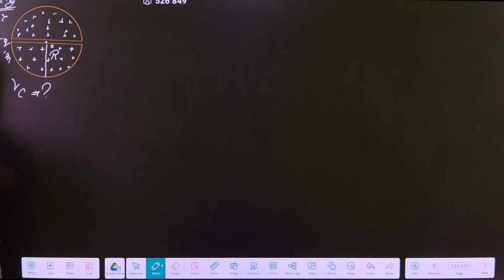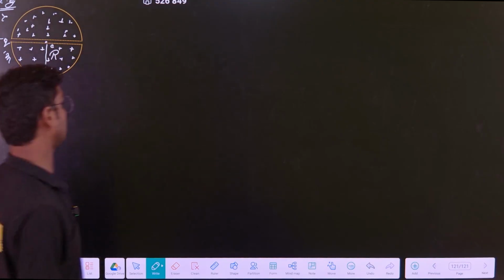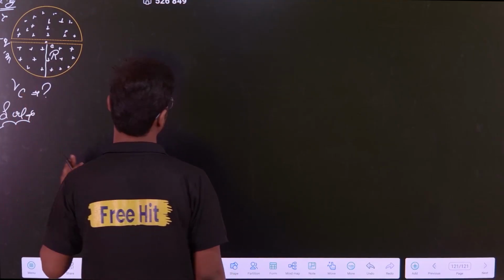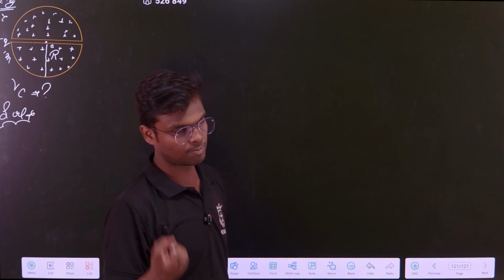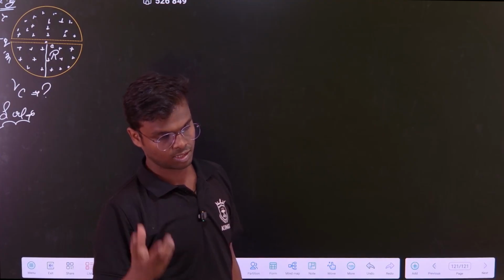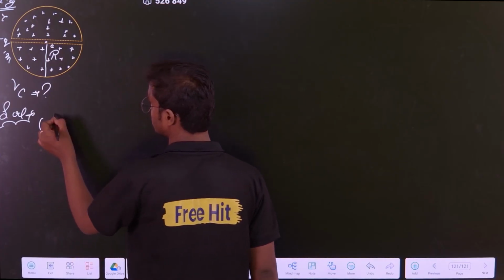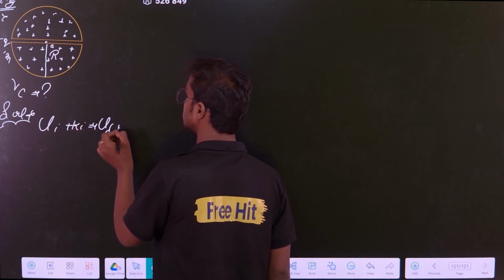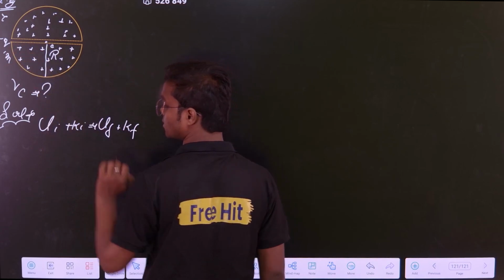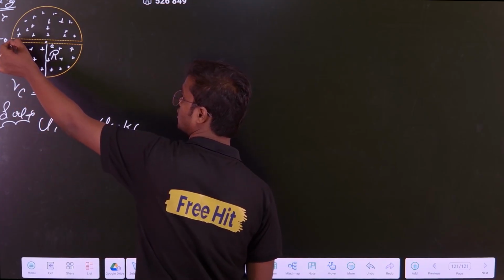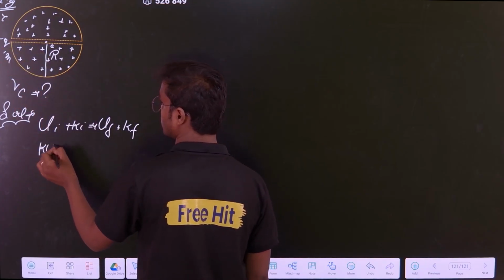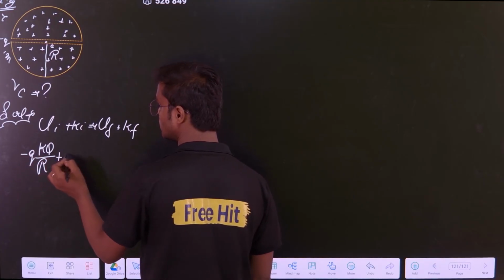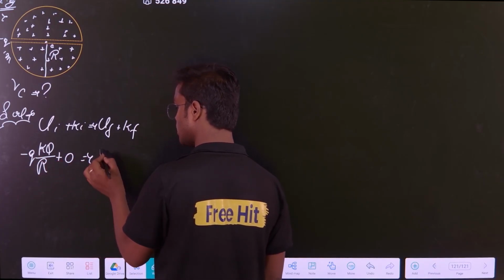You have to see first what is clicking in our mind. As everything is ideal condition and it is electrostatic force, and electrostatic force is a conservative force, we can apply energy conservation. U initial plus K initial is equal to U final plus K final. What is the potential energy at this point? That will be kQ by R into minus q. What is the initial kinetic energy? 0.